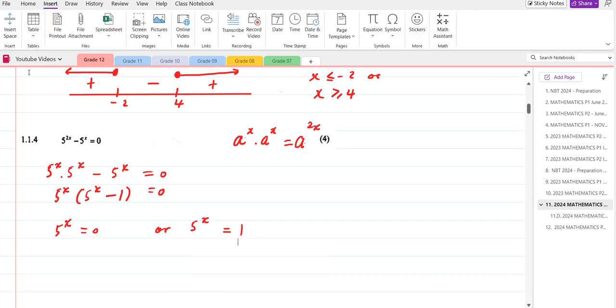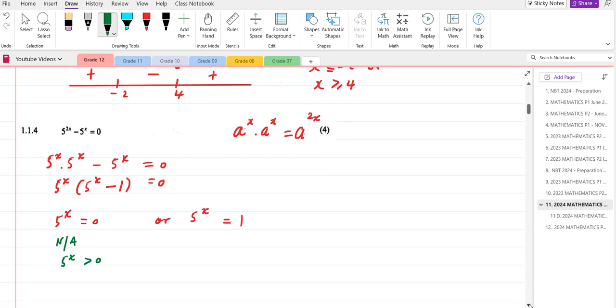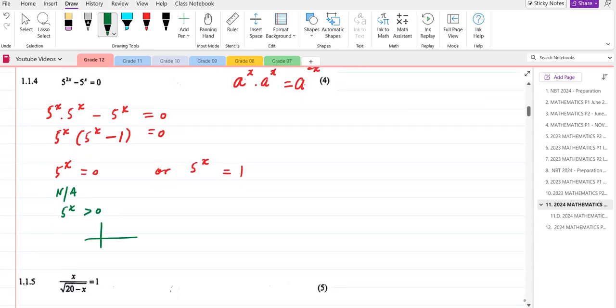Now we know in an exponential function, the answer can never be 0, so we write not applicable. The reason for this is that 5 to the power x is always positive. How do we know that? Because if you draw the graph of 5 to the power x, it looks like this, and you can see the range is always positive. So that's the reason why that's not applicable.